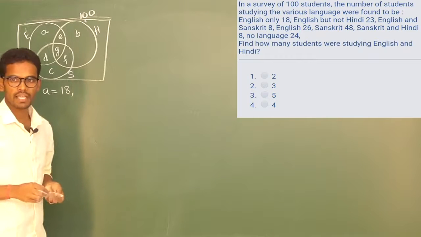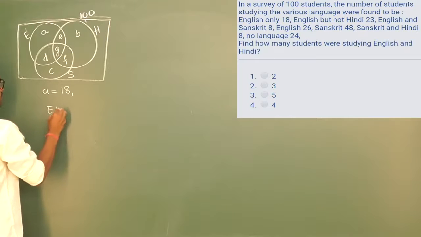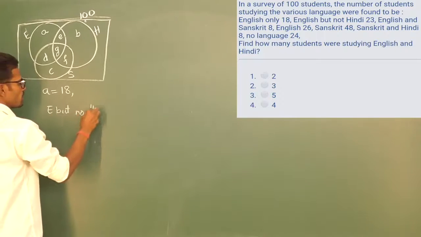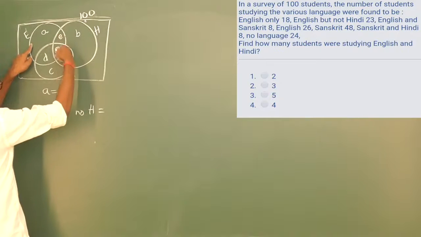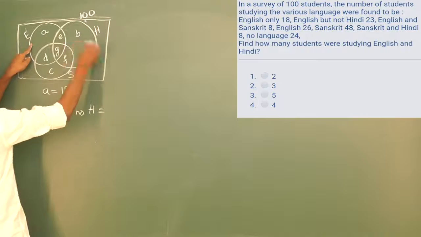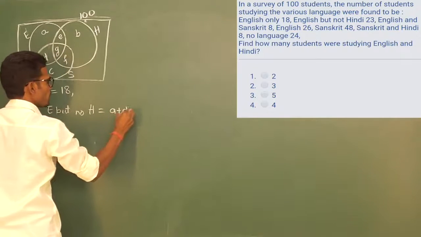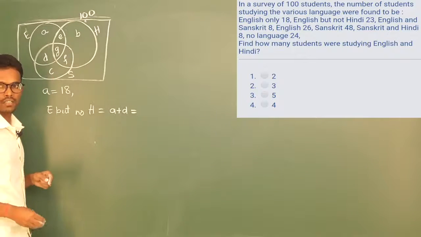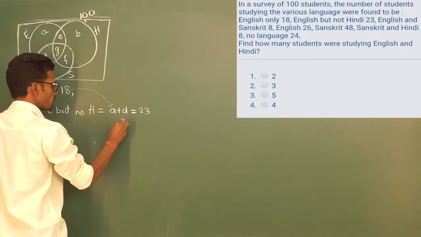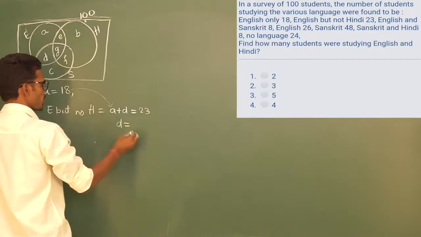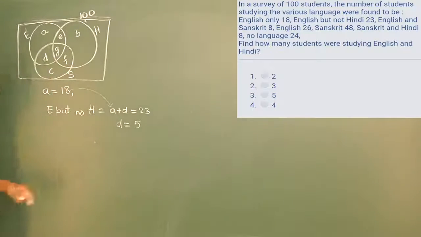Okay. Next they have given English but not Hindi. English we have to take, but not Hindi. That means whatever Hindi part is there, we have to eliminate it. So, this part we have to remove. If I remove this part from the English, what is there? A, D. So, shall I take it as A plus D? What they have given is 23. A we already know. If I substitute here, will I get the D value? Yes. So, 23 minus 18 gives 5. Clear? So, this is the D part.